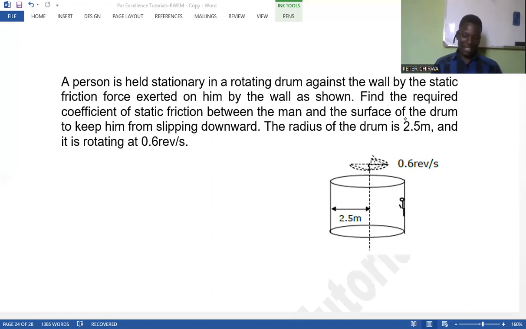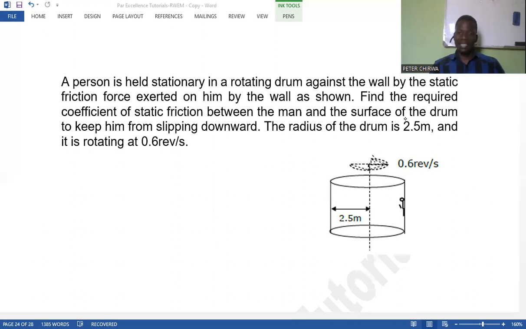All right. A person is held stationary in a rotating drum against the wall by the static friction force exerted on him by the wall as shown. All right, so we have a bit of a diagram there. Find the required coefficient of static friction between the man and the surface of the drum to keep him from slipping down. All right, the radius of the drum is 2.5 meters and it is rotating at 0.6 revolutions per second. Okay, so how do we get started looking at that problem?